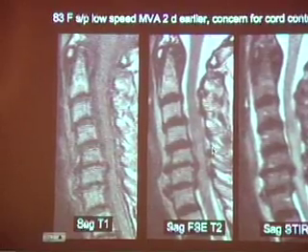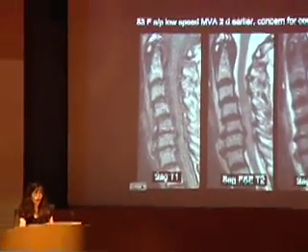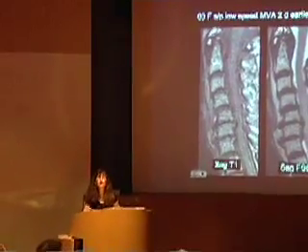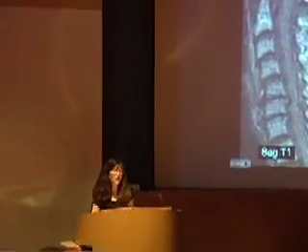Now, when we have a patient with trauma, we also generally do a sequence called STIR that most of the senior residents are probably familiar with. But for the junior residents, STIR is a convenient way of doing heavily T2-weighted images with very good fat suppression.